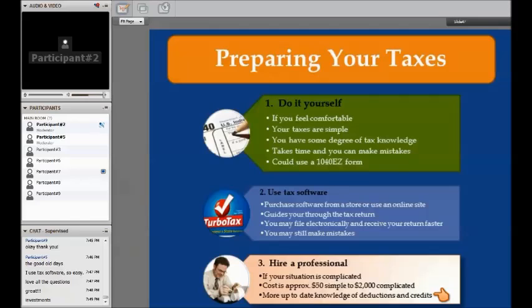But they're more up to date on their knowledge. They know more about the deductions and the credits, and a lot of times they can get more money back for a return. Or if you're somebody who ends up having to pay, they could get that amount that you owe down more.